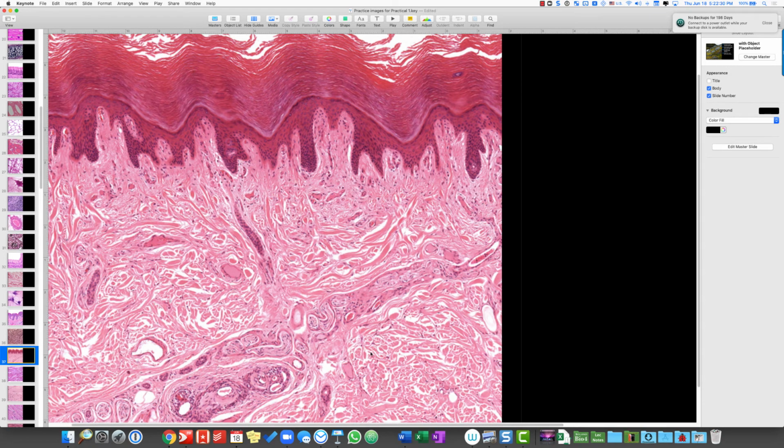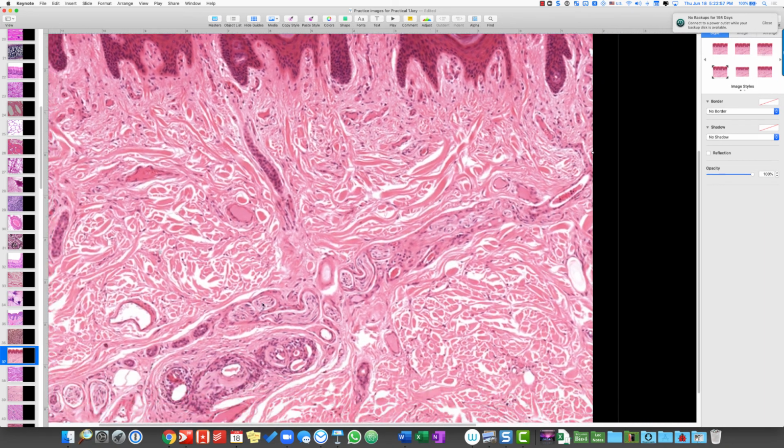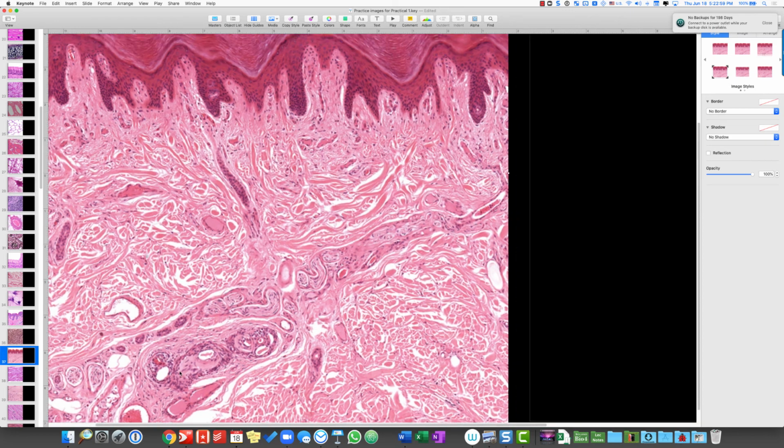This is dense irregular connective tissue, but the layer, right, if I ask you to identify a layer, that will be called the reticular dermis. If I ask you to identify the tissue, read the question, right? If I ask you to identify the tissue, this will be called dense irregular connective tissue. And most of this is all collagen. And you can see the fibroblast nuclei.